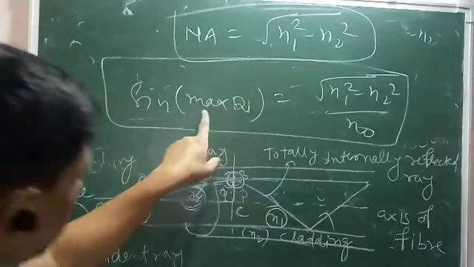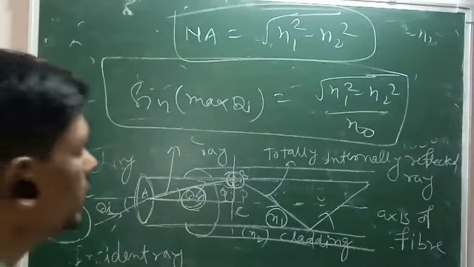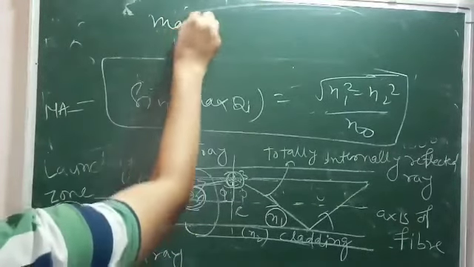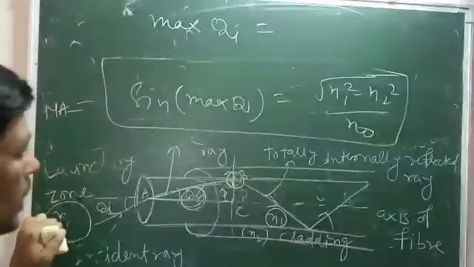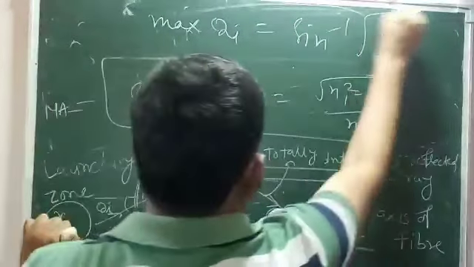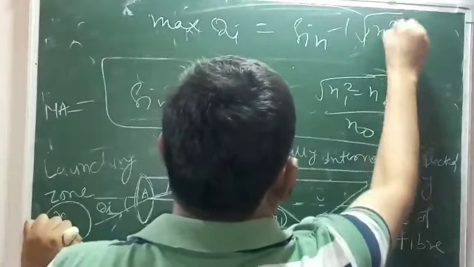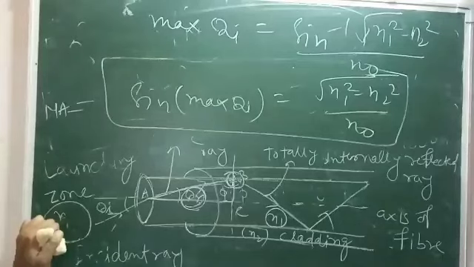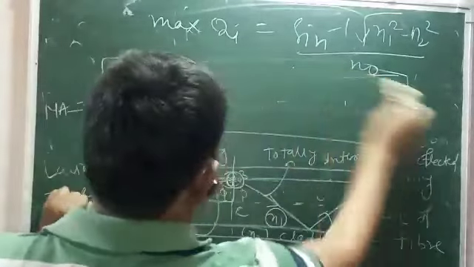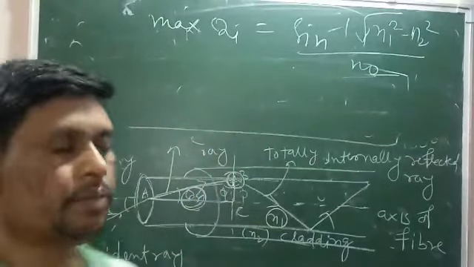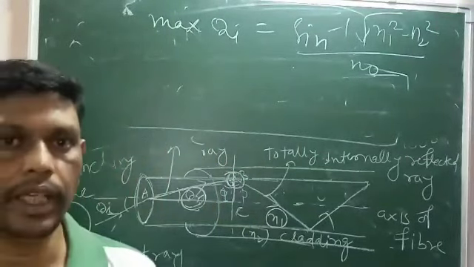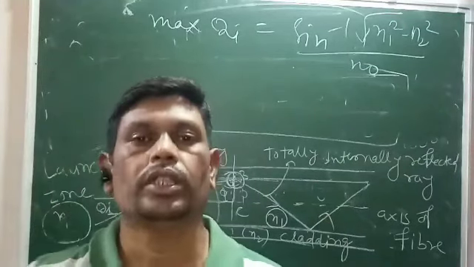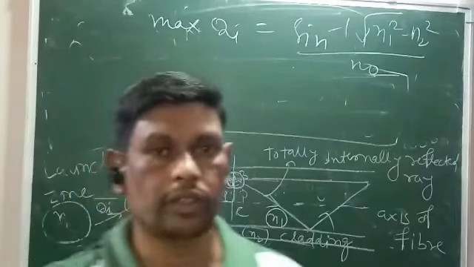So the maximum theta here is called the acceptance angle, which is equal to sine inverse of root over n1 square minus n2 square upon n0. Acceptance angle can be defined as the maximum angle at which light can be incident relative to the axis of the fiber and propagate along the fiber.